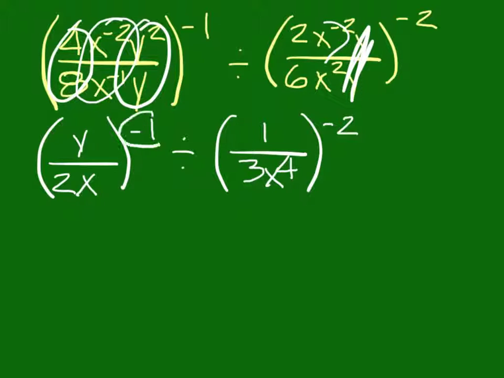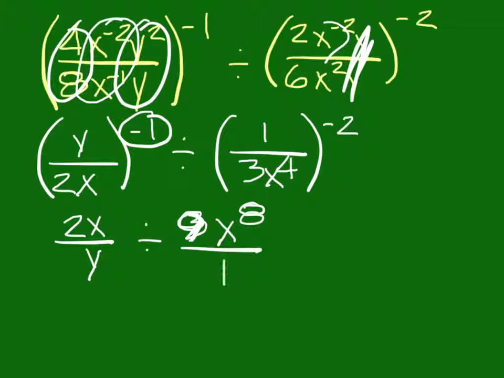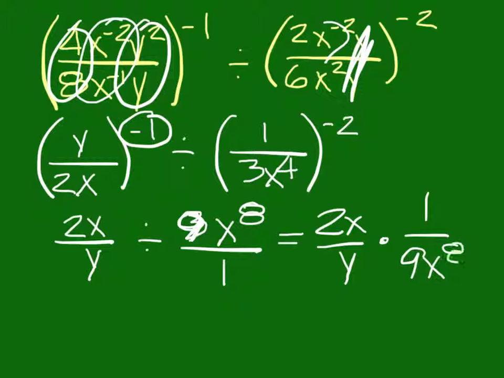Now on the left-hand side, this means to simply flip it. And then on the right side, we'll flip that and have, whoops, not 3, but 9. 9x to the 8th over 1. And now keep the first one, multiply, flip the second one. And there's nothing we can cancel out between the 2 and the 9, but we do have x over x to the 8th, so that would leave an x to the 7th on the bottom, along with a y as well as a 9, and we'll have that 2 on top.